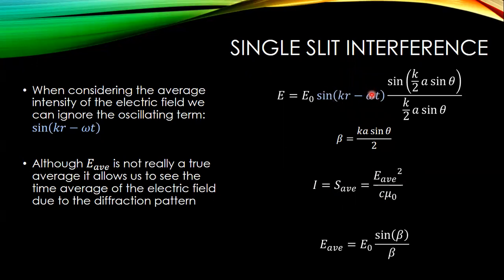So we just want to take the average of this. When I simplify this, I'm going to say beta is equal to Ka sine theta over 2, just to simplify the expression. And we see that on average, the electric field goes by this sine beta over beta. Now, this expression right here is sometimes known as a sinc function, SINC of beta, which looks very much like the diffraction pattern that we saw before.